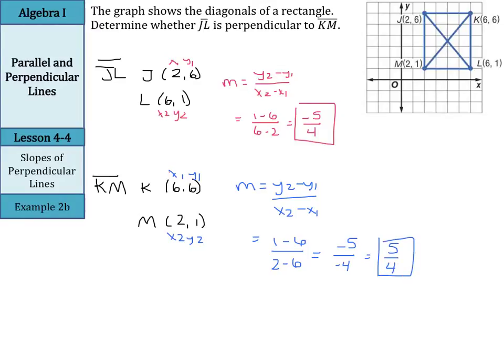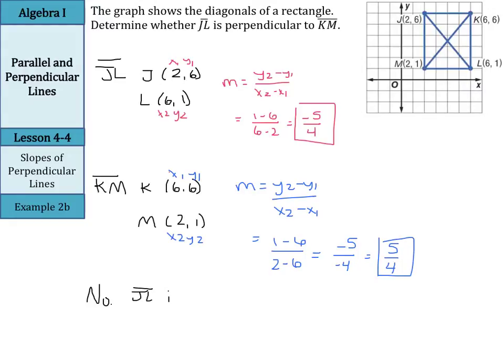Well, as we compare these slopes, we have negative 5/4 and positive 5/4. So we have half of what we need. We certainly have opposites, but we do not have opposite reciprocals. So our answer here is no.